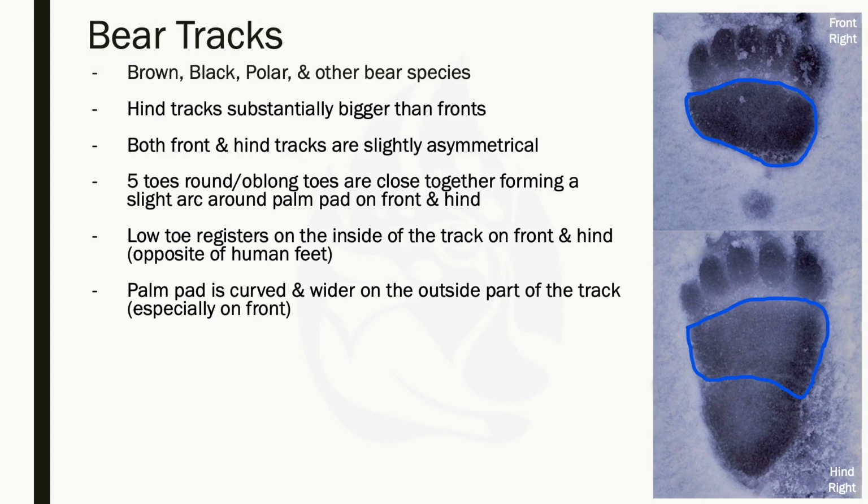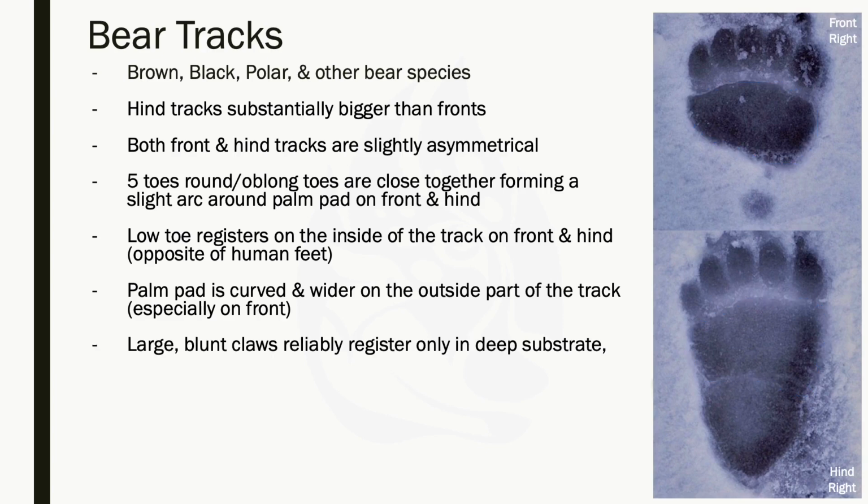Again, these are right feet, than it is on the inside of the track. So that's a way to tell right from left. Bears typically will have large blunt claws that, if it's in any kind of deep substrate, will register. And you can see that on both the front and the hind foot, these toenails that clearly register on top of the toes. The front track also has a heel pad.